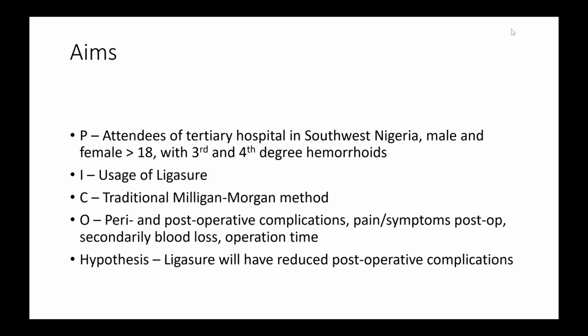So in terms of the aims, we're going to talk about the population, which is the attendees of a tertiary hospital in southwestern Nigeria, both male and female above the age of 18, with 3rd and 4th degree hemorrhoids, or hemorrhoids that are 1st or 2nd degree that were treatment resistant. The intervention we're going to be assessing is the usage of the LigaSure device, and we're going to compare that against the traditional Milligan-Morgan technique that is usually used. The outcomes are many, and we'll go into this later, but we'll be exploring the peri- and post-operative complications, as well as the pain and symptoms post-operatively, also looking into blood loss, as well as the operation time itself. The presumed hypothesis we're going to take from this is that the LigaSure will have reduced post-operative complications.